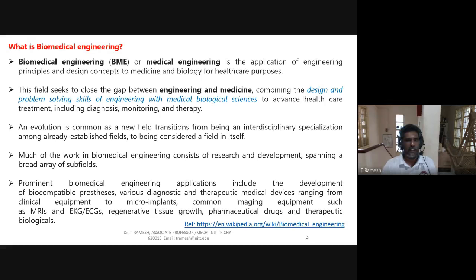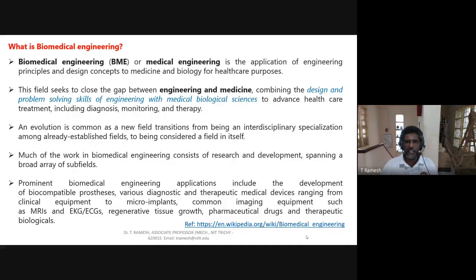So biomedical engineering or medical engineering is the application of engineering principles and design concepts to medicine and biology for healthcare purposes. So this is a small piece of information about biomedical engineering. This particular field seeks to close the gap between engineering and medicine. Earlier, engineers were not permitted to be involved in any medical activities, and now the trend has changed because interdisciplinary research is highly required in today's scenario.